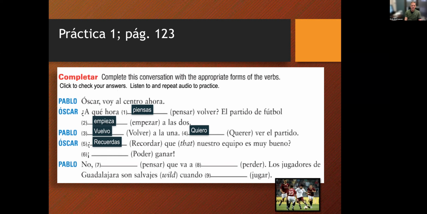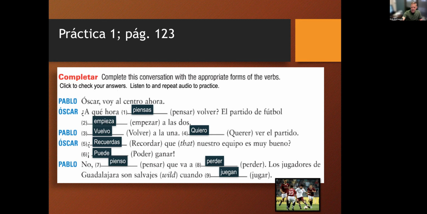Puede ganar. And if you put podemos ganar, saying he's including himself as part of the team, that's fine too. Pablo: No, pienso que va a perder. It's going to be an infinitive, right? Pienso que, and then va a, so the second verb stays in the infinitive. Pienso que va a perder our team. Los jugadores de Guadalajara son salvajes cuando juegan.